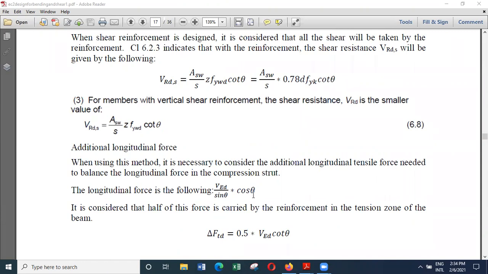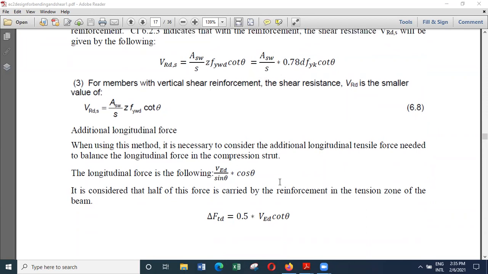So now you can see why we are interested in this angle. To find the reinforcement, we need the angle, and to find the longitudinal reinforcement, the longitudinal force, again we need this angle. So that's why we have to see what is the inclination of the failure, whether the inclination is 22 degrees or more. We have to find it, but it has to be definitely less than 45 degrees.